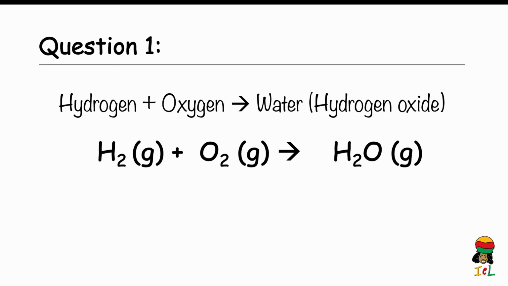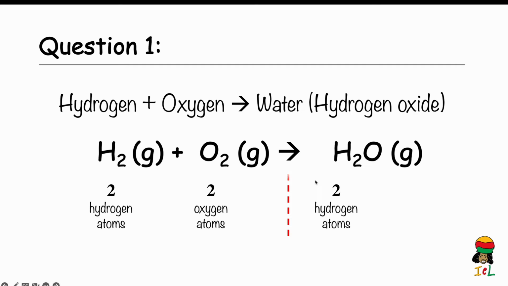Our second check is to ensure that the number of each type of atom present on the reactant side is equal to their counterpart on the product side of the equation. On the reactant side, there are 2 hydrogen atoms, 2 oxygen atoms, and on the product side, there are 2 hydrogen atoms and 1 oxygen atom. The number of hydrogen atoms on both sides of the equation is equal. However, the oxygen atoms are not.